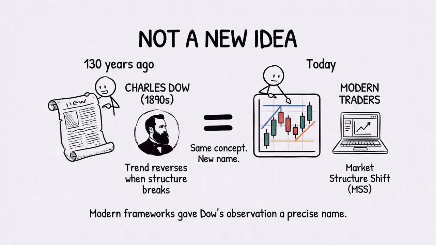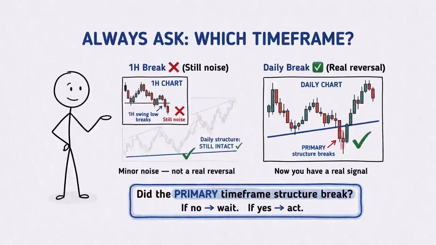This is what modern traders call a market structure shift. Dow described the concept 130 years ago. Modern frameworks simply gave it a precise name. And one more thing. Before you act on any structure break, ask yourself, which time frame did this break happen on? If a swing low broke on the 1-hour chart, but the daily swing lows are still intact, the primary trend hasn't changed. You're looking at minor noise, not a real reversal.